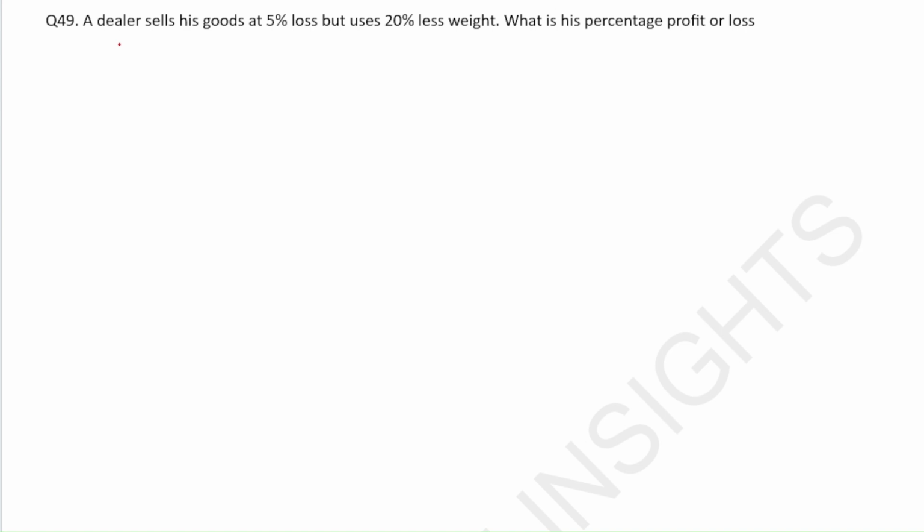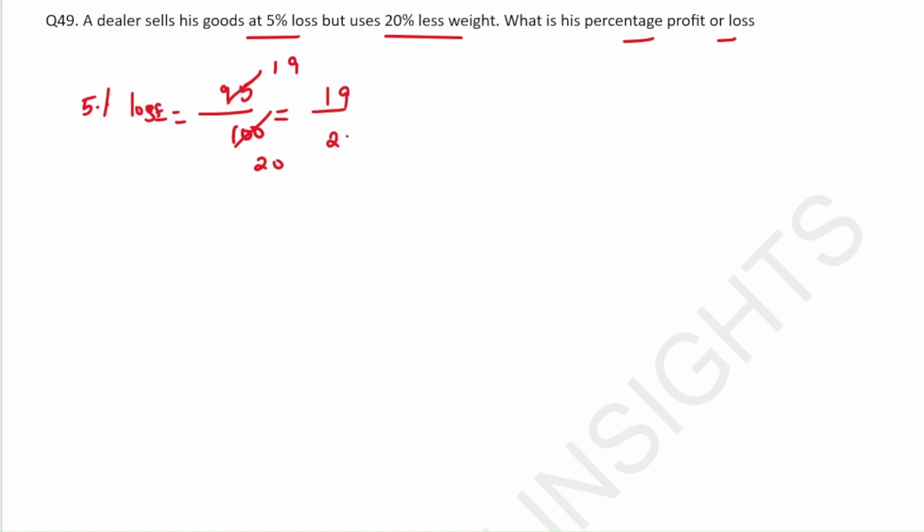So next question. A dealer sells his goods at 5% loss, but uses 20% less weight. So what is his percentage, profit or loss? So 5% loss means if the cost price of something is 100, 5% loss means you're selling it at 95, yes or no? So if you convert it into simplest form, 5 1s are 5, 5 19s are 95, 5 2s are 10, 5 20s are 100. So this will be 19 by 20.